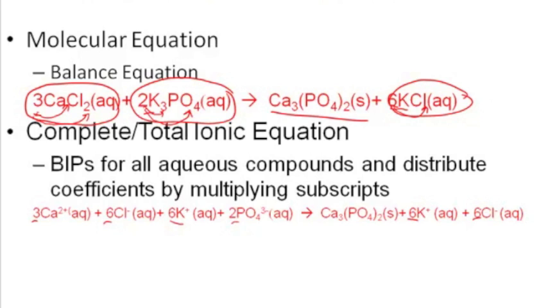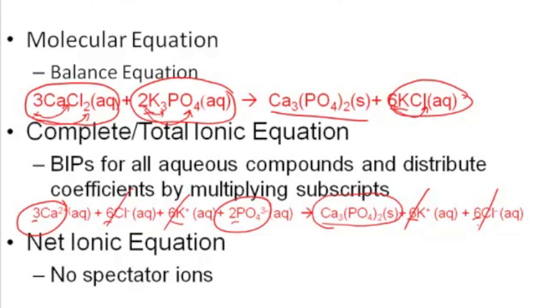Now, the last equation which I'm interested in is the net ionic equation. And I take a look at all my ions that have to do with the formation of my solid. Okay, here's my solid. So I'm looking for calcium, and I'm looking for phosphate. All the others are spectator ions. So I take all the spectators out, and I just drop them down, and this is what I get as my net ionic equation for this reaction.